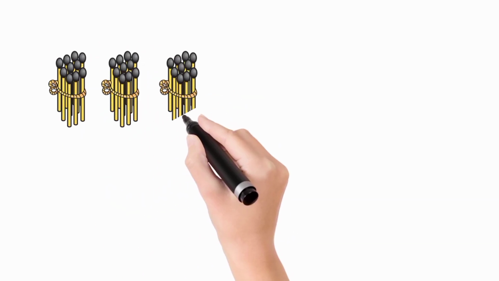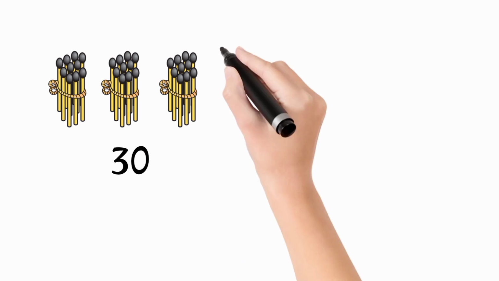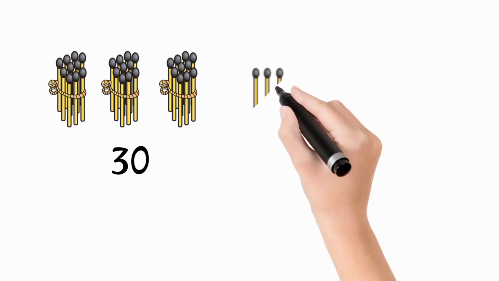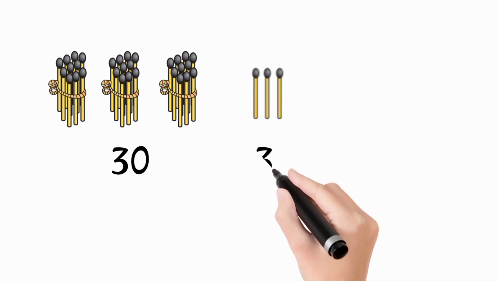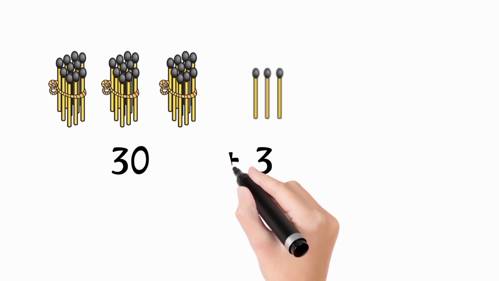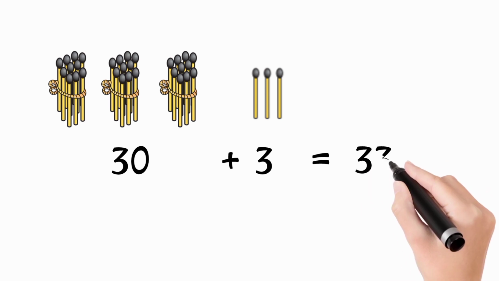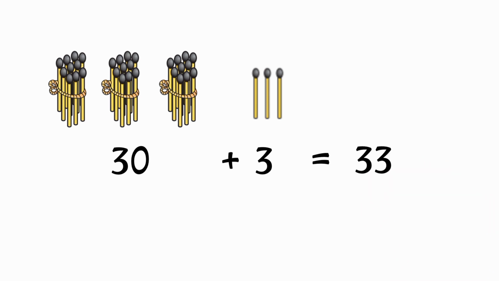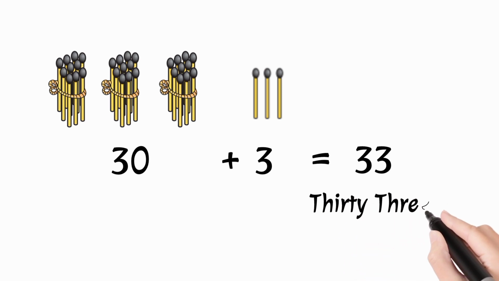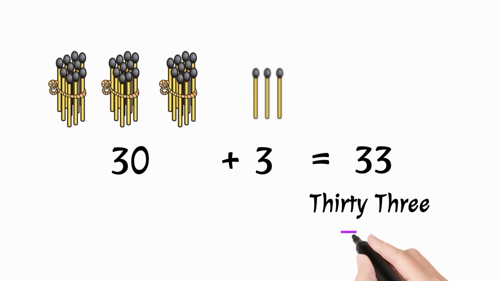Now we have 3 bundles which are equal to 30 and 3 loose matchsticks. So 30 plus 3 is equal to 33. 3 tens and 3 ones, 33. इसे 33 कहते हैं.